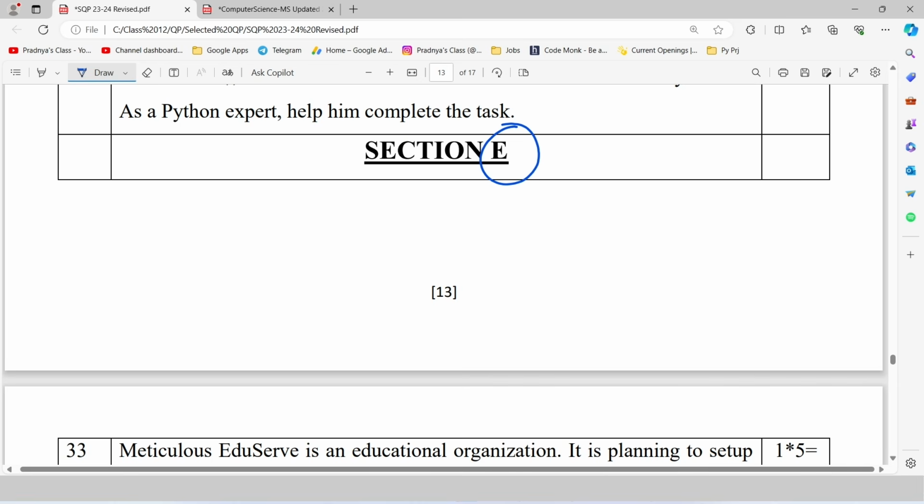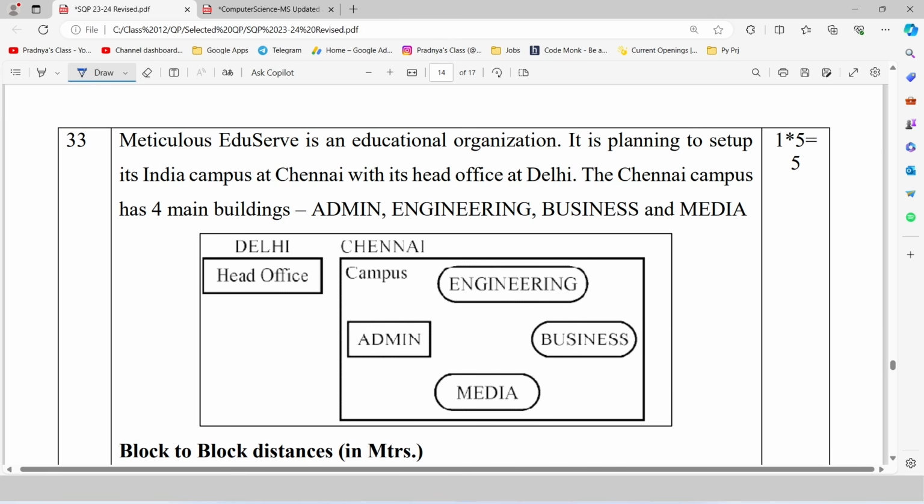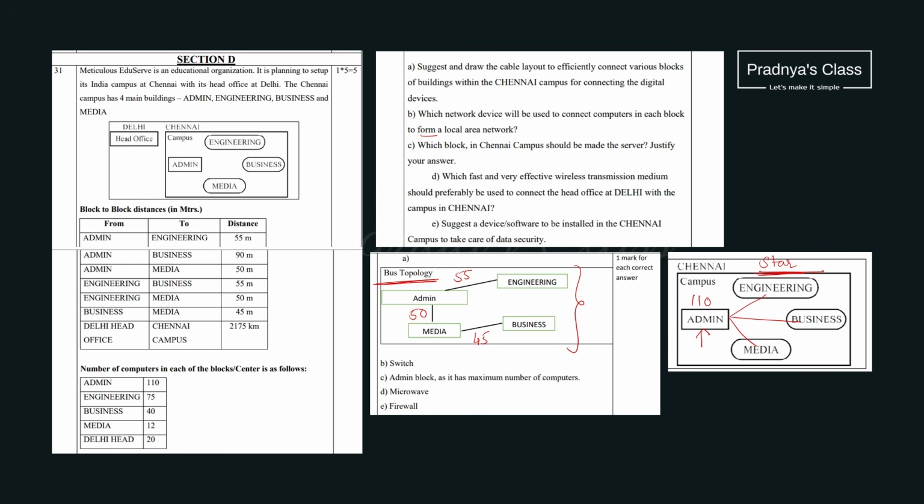Proceeding to section E. Here you will get one question for 5 marks. It is a case study based question. Read the question carefully. There is an educational organization named Meticulous. It has a head office in Delhi and there are 4 other campuses in Chennai. In the following table we have the distance between block to block. And there is one more table in which we have the total number of computers in each block.